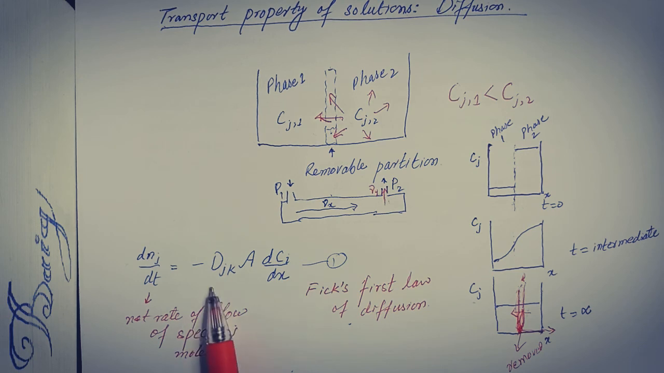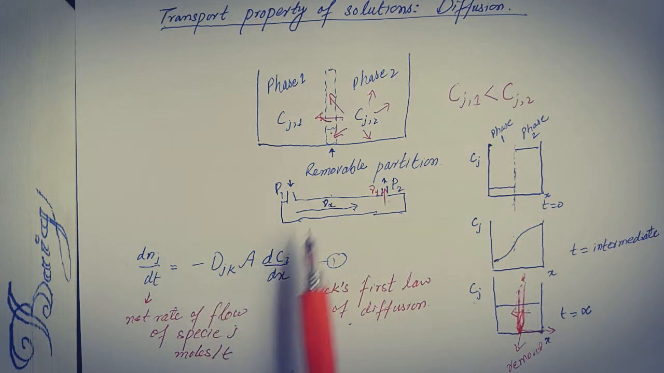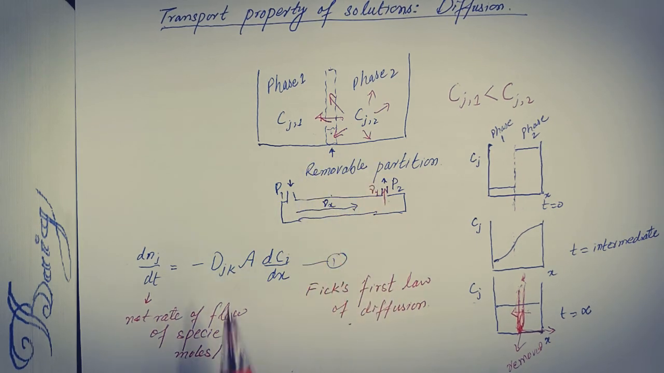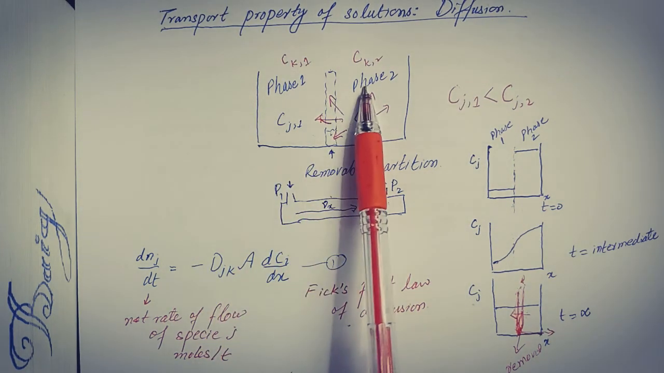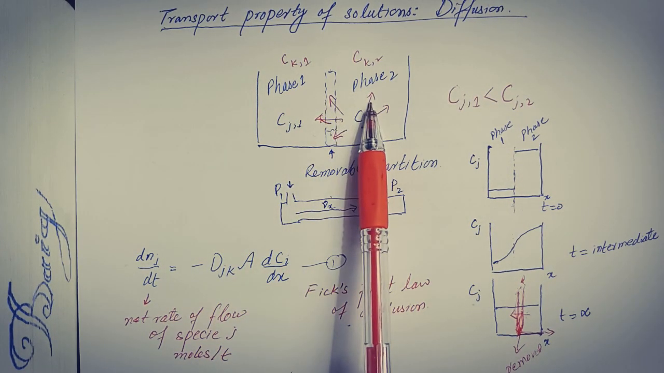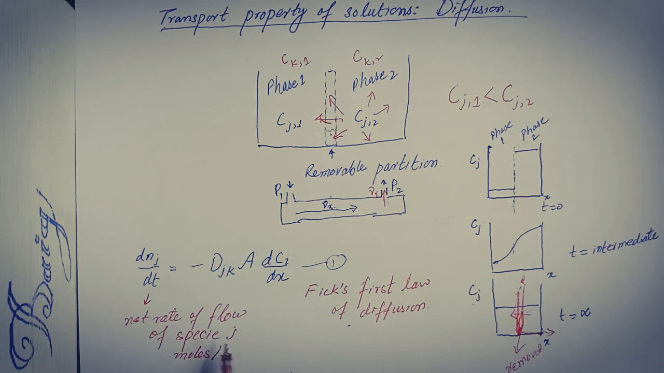whereas D is known as the diffusion coefficient, and K represents the presence of other species which have moved through this barrier when it was removed, having concentration variation in phase 1 and phase 2. So here we can write this Fick's law for species K too.